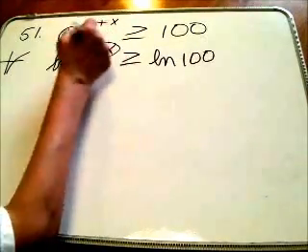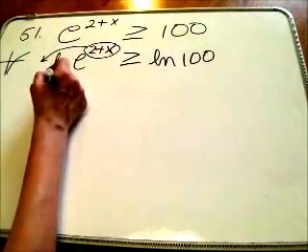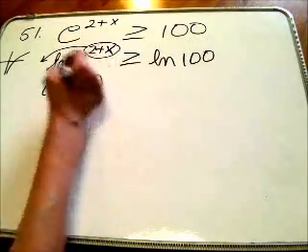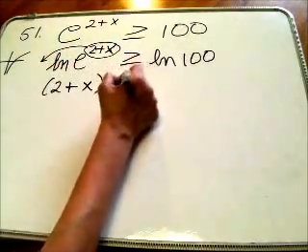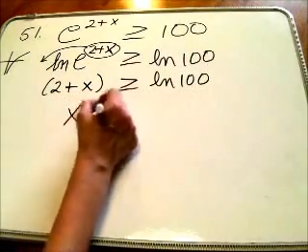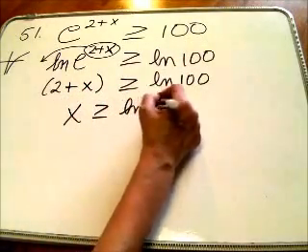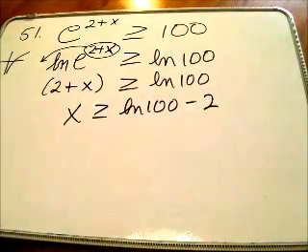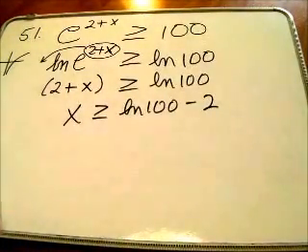So then the 2 plus x can come down in front according to the third law of logs. And then you've got log e, but that's just 1, so I'm not even going to write that. And now all we have to do is subtract 2. So it's natural log of 100 minus 2. And if you want to change that to a decimal, knock yourself out.